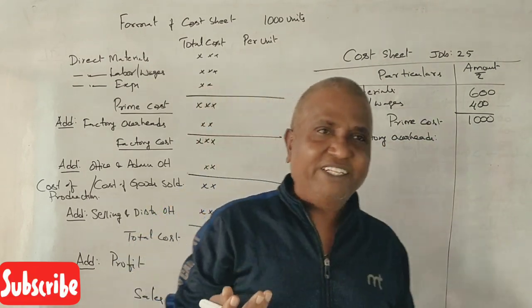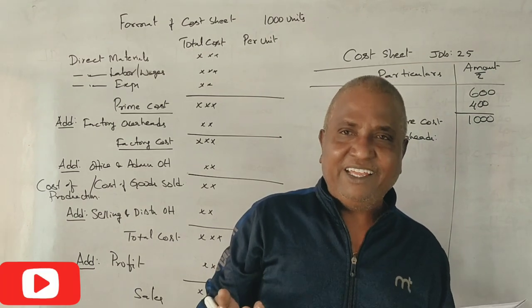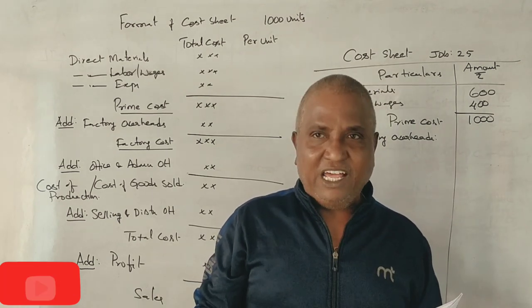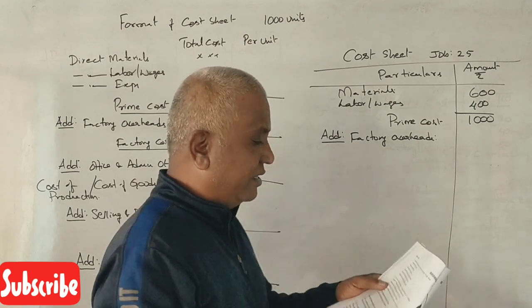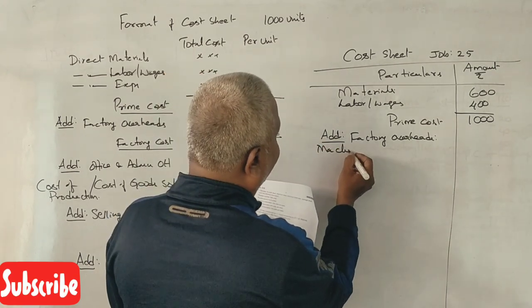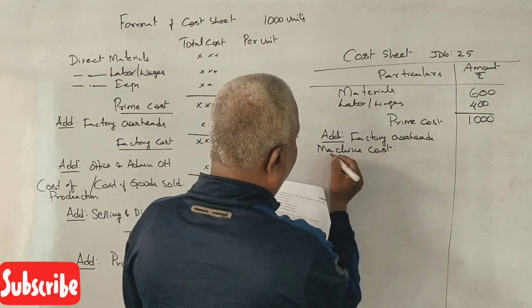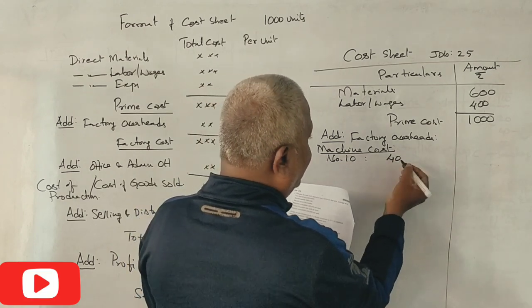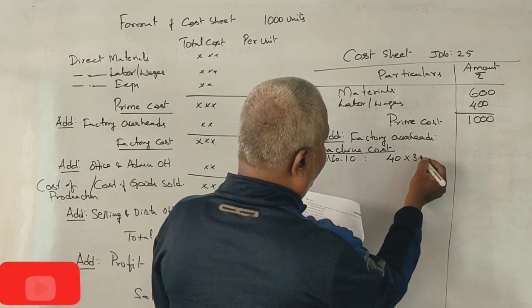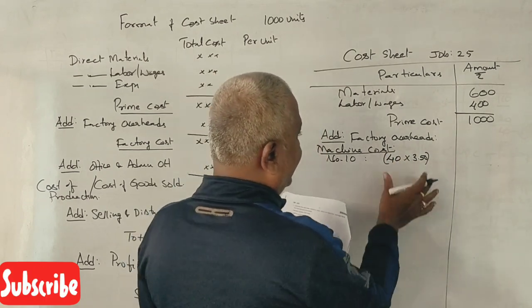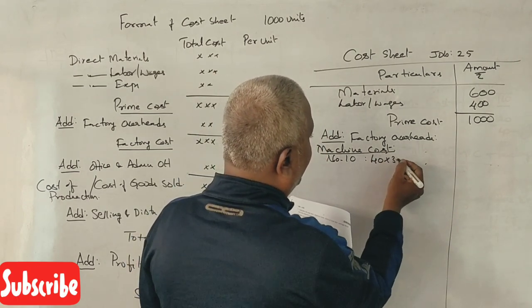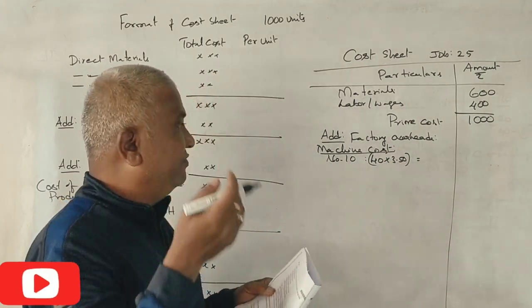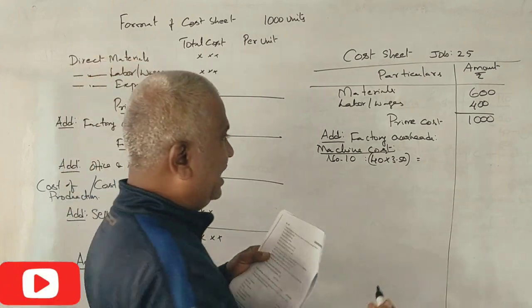Factory overheads, tell me what all will be there in a factory. Machines will be there, correct? Workers will be there. So for the factory, machine number 10, I call this machine cost. How many hours do we use? 40 hours. What is the expense incurred for 1 hour? 3 rupees 50 paise. 40 into 3 rupees 50 paise, tell me how much you get? 140.